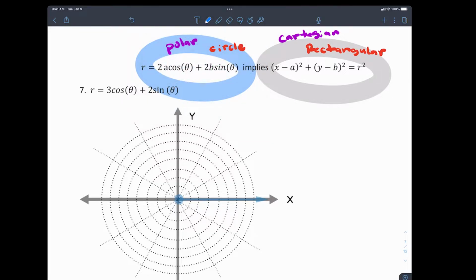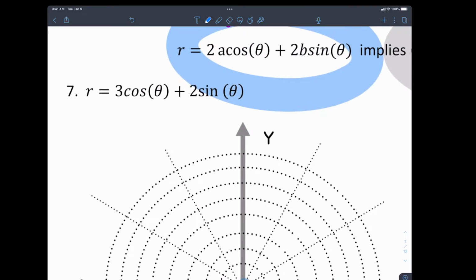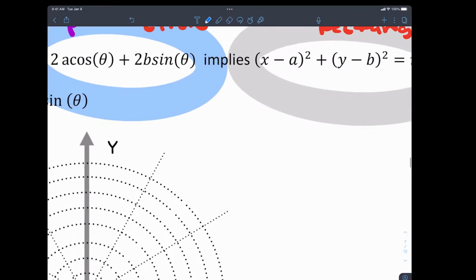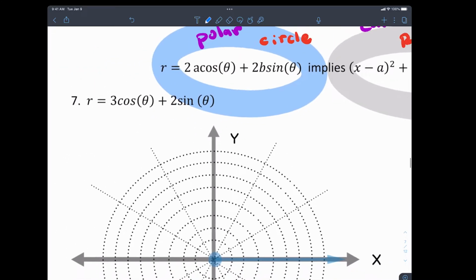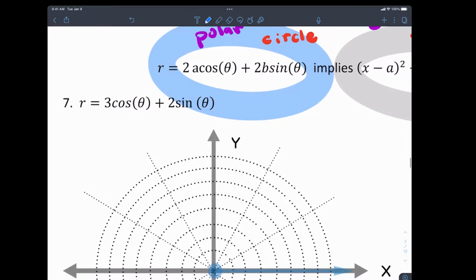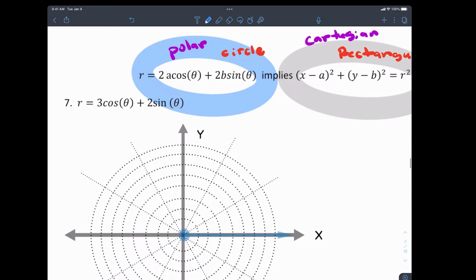So I want to go through this particular example at least, and I'm going to prove to you guys that it's really a circle. I'm going to prove to you what this is, okay? So we're given r = 3 cosine theta + 2 sine theta. What you do is you multiply both sides by r.